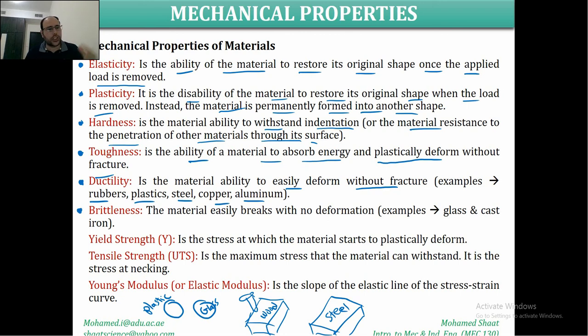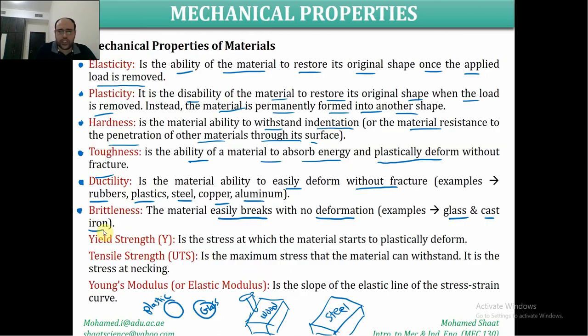If it is easy, we can say that this material is more ductile. It is a ductile material. But if it is difficult to do so, it means that this is a brittle material. To understand the difference between ductility and brittleness: in brittleness, the material easily breaks with no deformation. Examples are glass and cast iron.